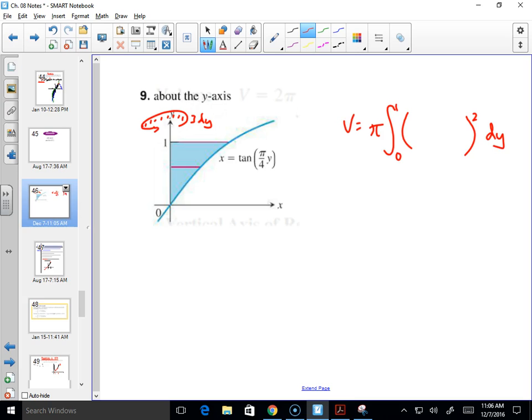And our right is going to be tangent of pi over 4y minus half. But is that wrong in my calculator? But you can use x's in your calculator. Maybe not.